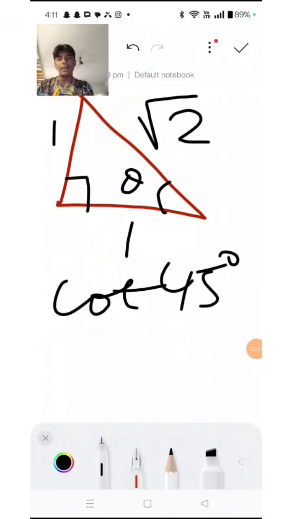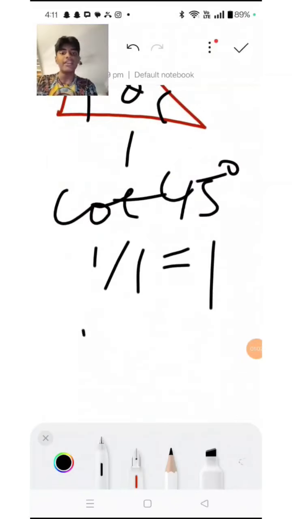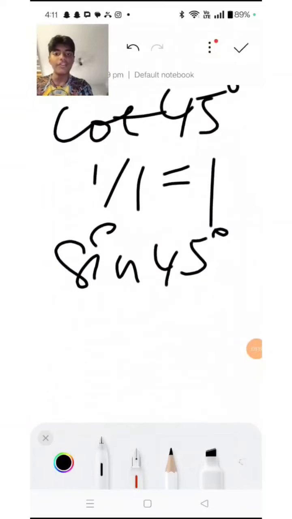What is the value of cot 45? B by P, right? The value of cot 45 is B by P, which is 1 by 1, which is ultimately 1. Similarly, if you're asked to calculate sine 45, that's nothing but perpendicular by hypotenuse, right? This is the perpendicular, this is the hypotenuse. So it's literally just 1 by root 2.